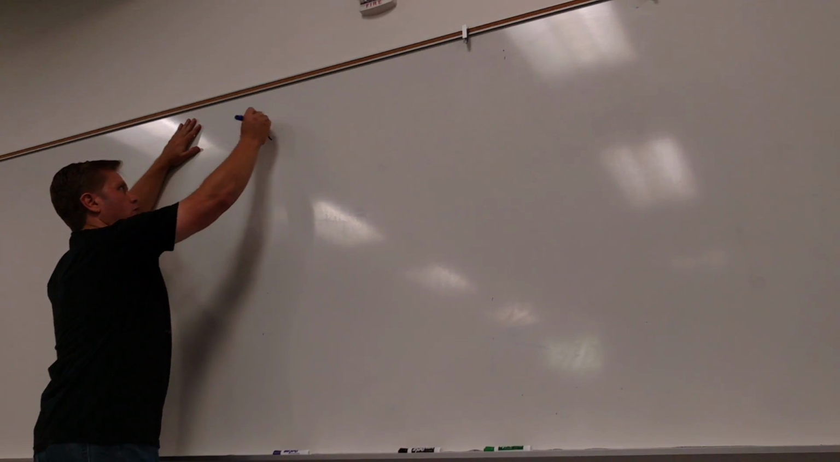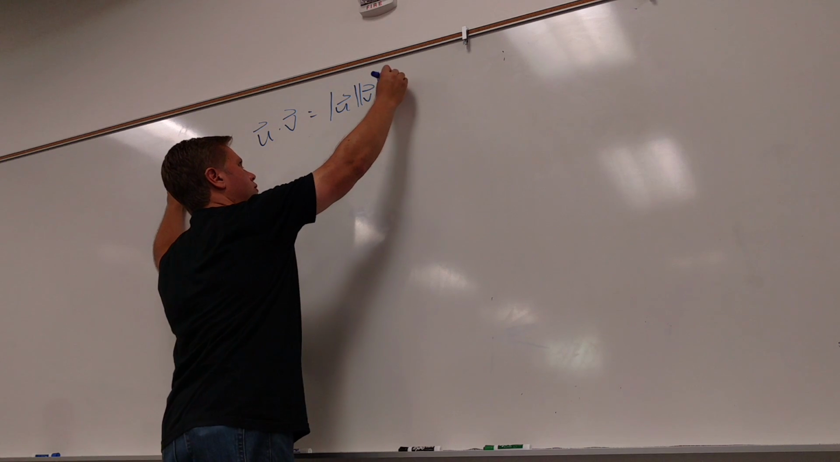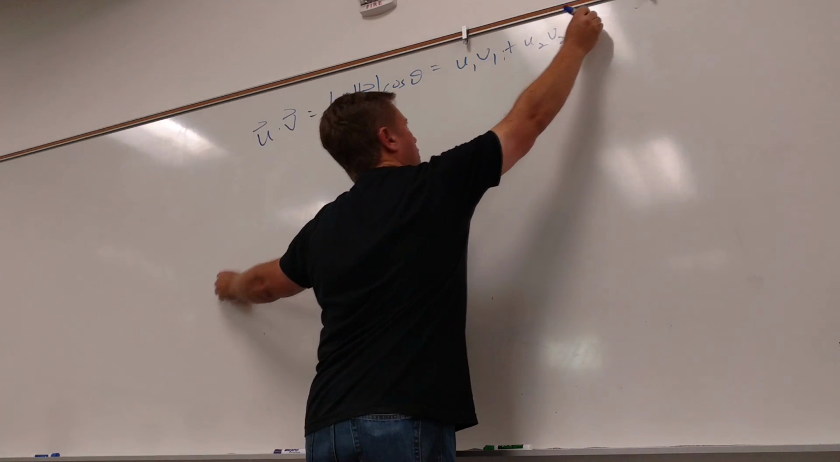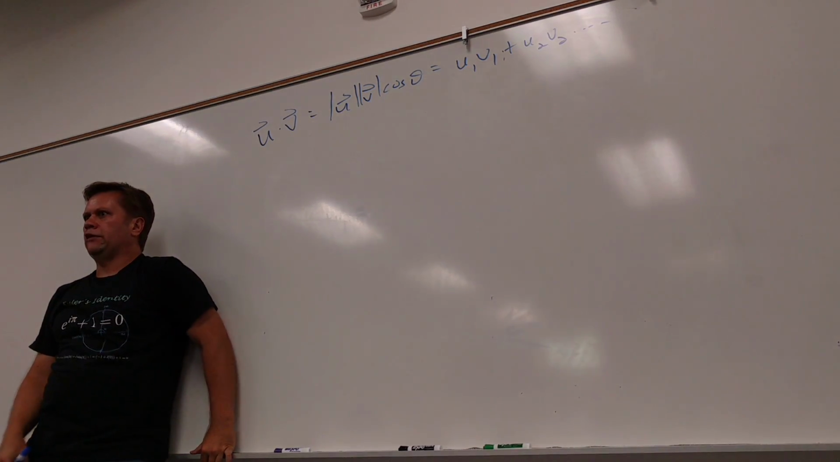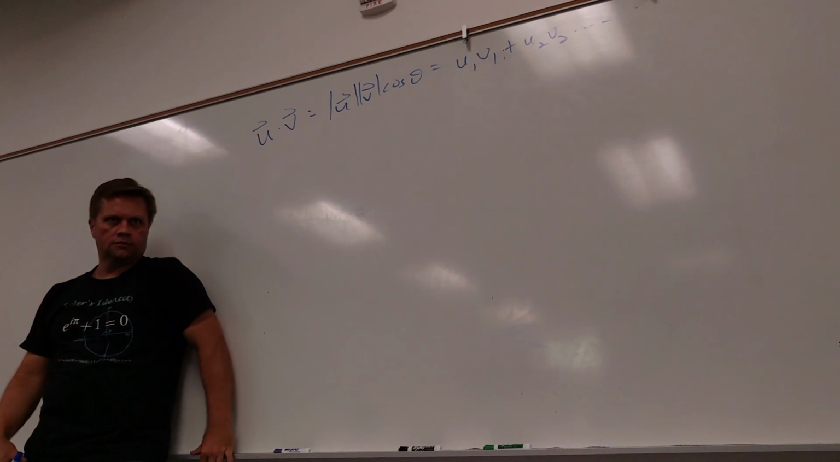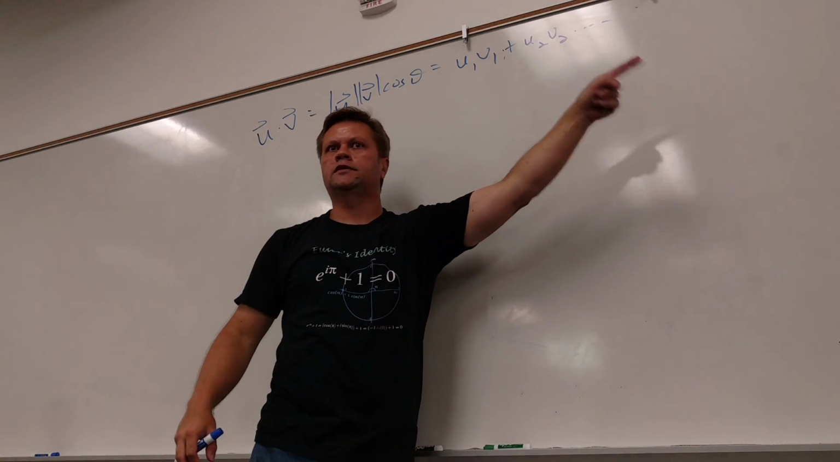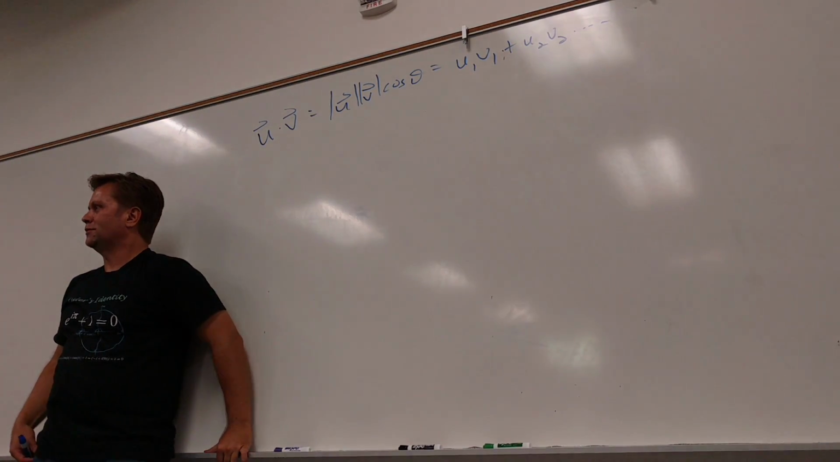So now we know this. We know that u dot v equals the length of u, length of v, cosine theta, which also equals u1 v1 plus u2 v2, however many dimensions you're in. Even if you're in 743 dimensions, you'll just go insane around 300, I think. So I'm not going to give you too many of those.